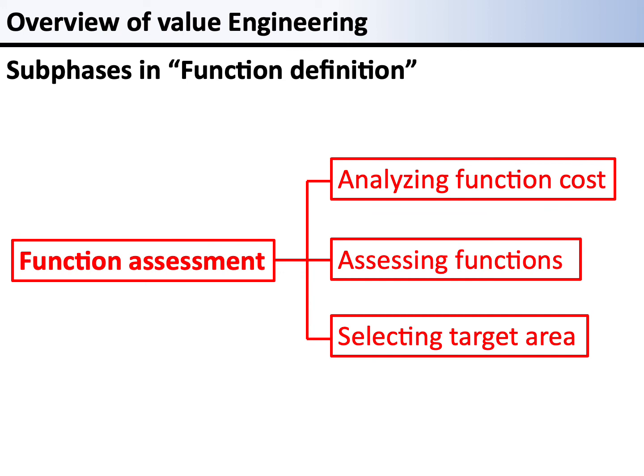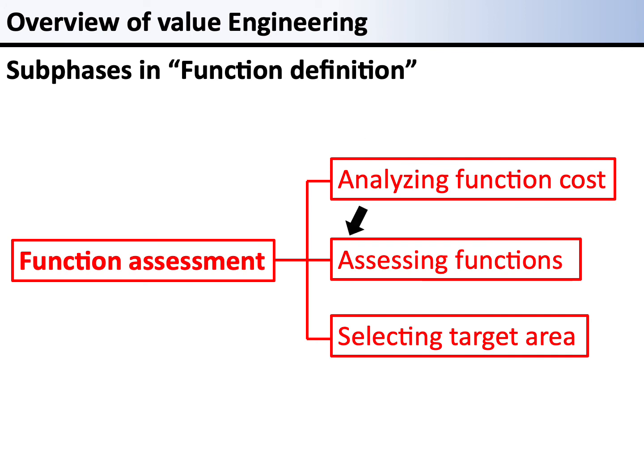The phase of function assessment is composed of three subphases: analyzing function cost, assessing functions, and selecting target area. In the subphase of analyzing function cost, the cost of the current product and service is analytically determined on the basis of function areas identified at the subphase of organizing functions.